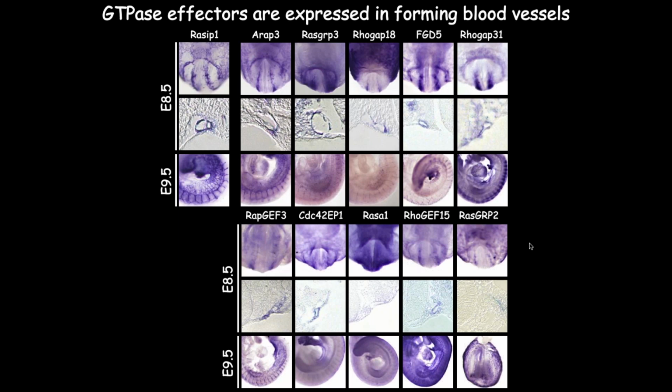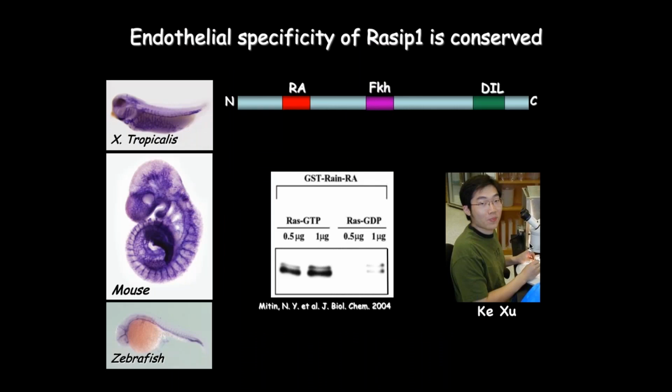However, the GTPase effectors are tissue specific. Some of them stay, some of them go away. Not many of them were completely restricted to endothelial cells, but we got really interested in one that was, and it's this RAS IP1, which is in the title, I think, of the talk. But we're going to focus on RAS IP1 as one of the examples of these GTPases and take a really good look at what it does within these endothelial cells.